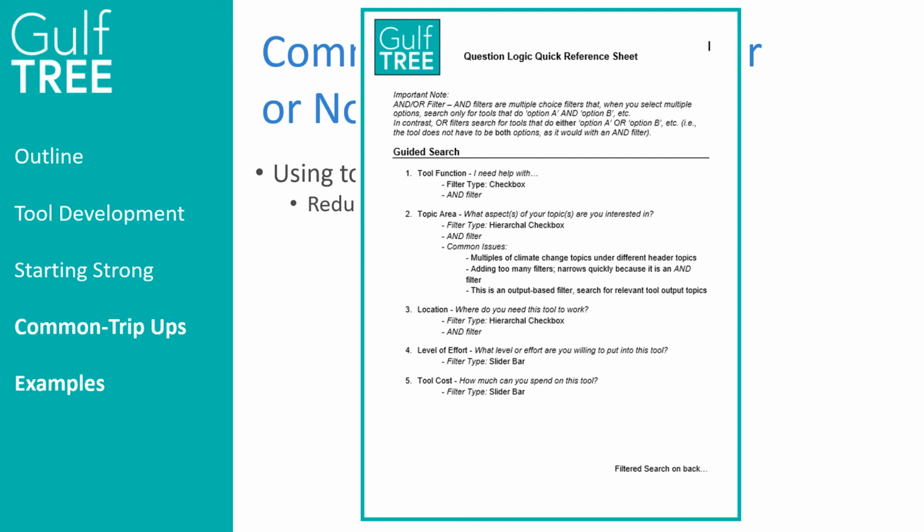we have the question logic quick reference sheets. This is another one of those resources I talked about. You can see it in the text below, or you can go to the resource page. And so what you can see here is the guided search. It walks you through the different types of questions. It shows you that the filter is a checkbox type or a hierarchical checkbox, which means there are other boxes underneath it, and then it is an AND filter. Most of our filters, when you're getting into the nitty-gritty of what to cover, are AND filters.